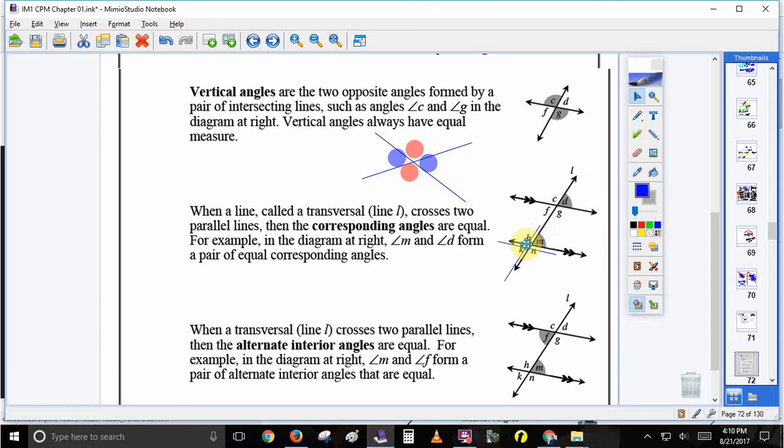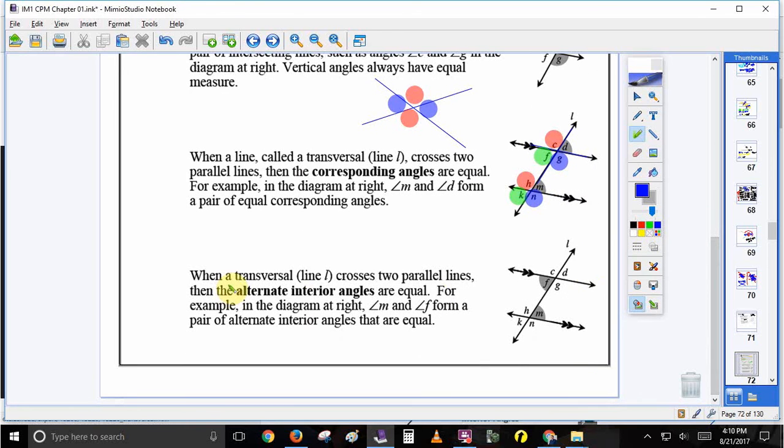So in this example, we have angle M, which is at the top right of the angle pair. We slide this up. That would overlap with D. So M and D are corresponding angles. C and H would also be corresponding angles. In fact, there's a whole bunch of corresponding angles here. C and H would be corresponding, F and K would be corresponding, and G and N would also be corresponding angles.